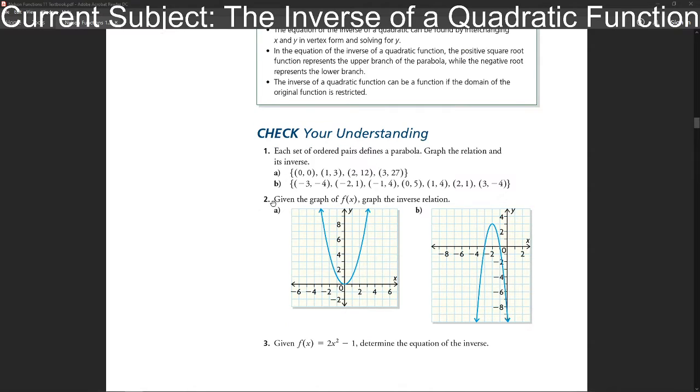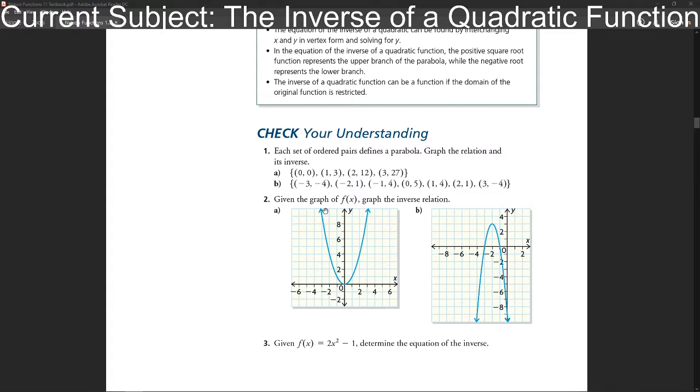Check your understanding. Each of the ordered pairs defines a parabola. Graph the relation and its inverse. And the inverse, we'd pretty much just be swapping this. I'm not gonna do it. That's just way too easy. We're just swapping the values.